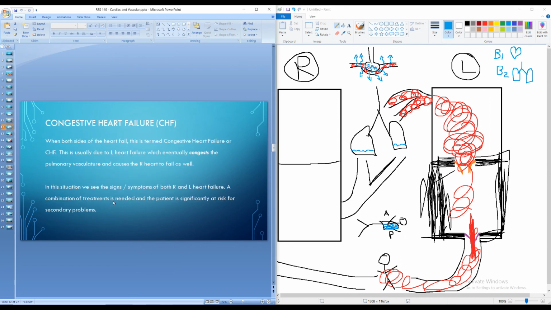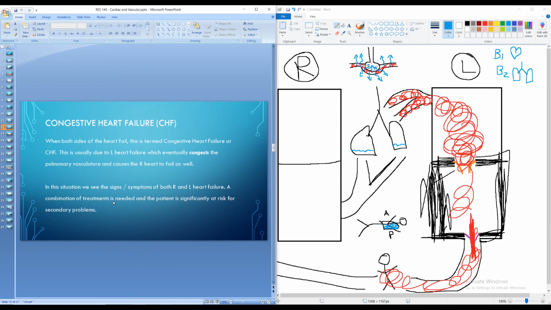Now, a real quick touch on CHF, congestive heart failure. People are probably wondering, well, what's the difference? What's CHF? How's that different from left heart or right heart failure? Basically, what's happening in congestive heart failure is that both sides of the heart have failed. So we're basically seeing right and left heart failure simultaneously.